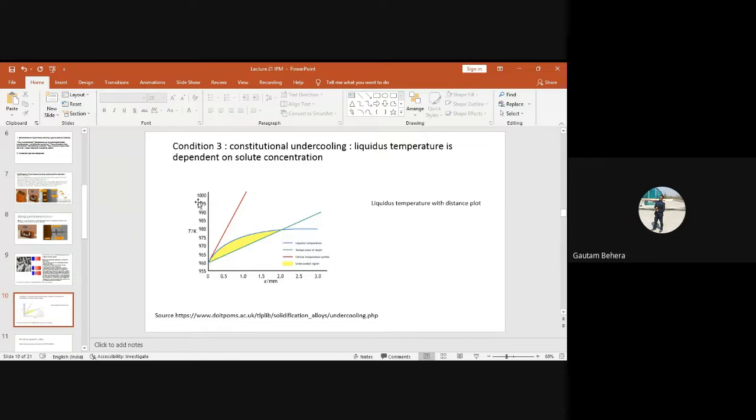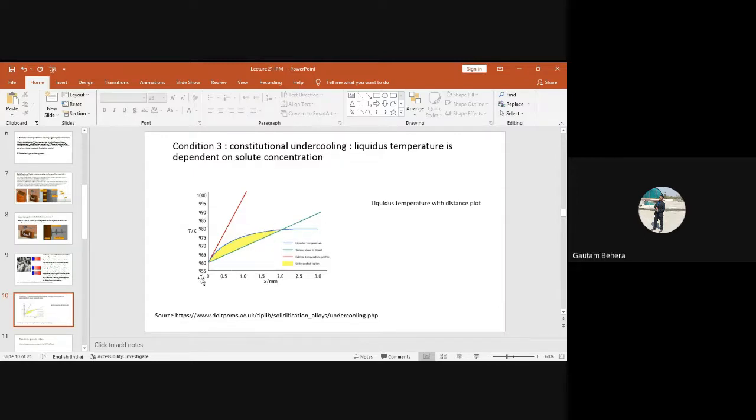And this is a very good plot. This is a plot showing liquidus temperature and distance. This distance is, you understand, starting from the mold wall toward the center of the liquid. And this is the temperature. You can see this line is showing you the liquid temperature, that is the melting point. It is written temperature of the liquid. Okay, this is the temperature of the liquid, and this line is showing you liquidus temperature.